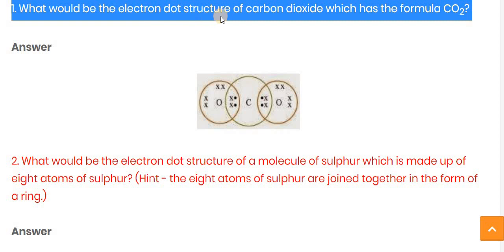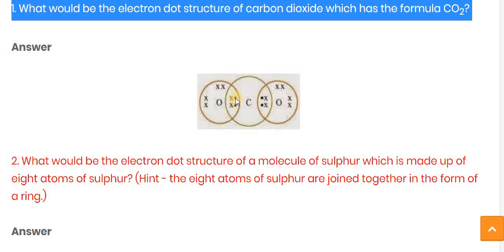What would be the electron dot structure of carbon dioxide, which has the formula CO2? First of all, you have to denote the carbon valency, which is 4, and here it is denoted by the dot. And for the oxygen, it is 6, so here it is denoted by the cross.